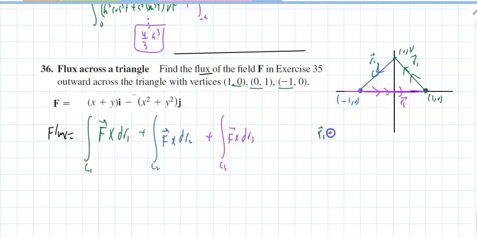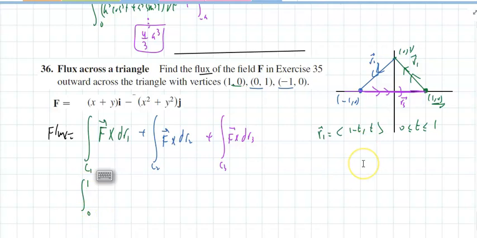R sub 1. You could use that formula that I gave you. Remember, 1 minus t times the initial point plus t times R naught. You could say I'm going from 1, 0 to 0, 1. So I could say 1 minus t, and let t vary between 0 and 1. If I put 0 in there, I am at 1, 0. If I put 1, I am at 0, 1. That works perfect. So in this case, I'm running from 0 to 1 of F crossed dr.